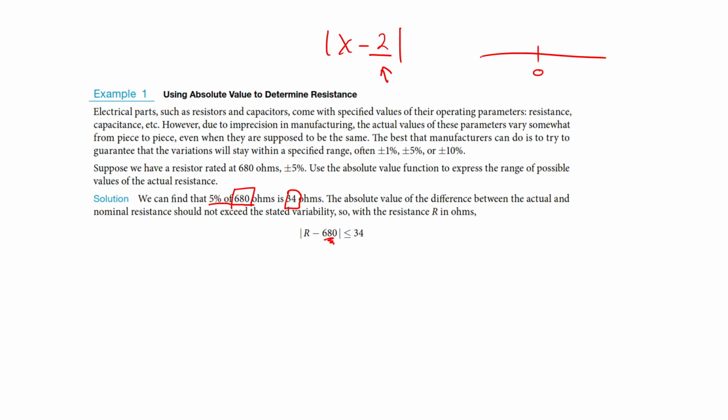Now, this is how far away I am on either side, because that's what an absolute value does. So how far am I away from the number 2? Here I am asking, how far away is my capacitor from the number 680? And what this story is saying is, I have to be within 34. Well, within in math language means I'm less than or equal. I've got to be within 34.